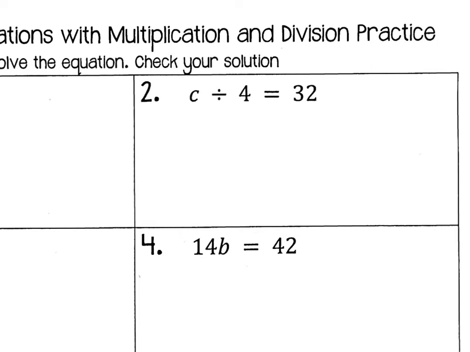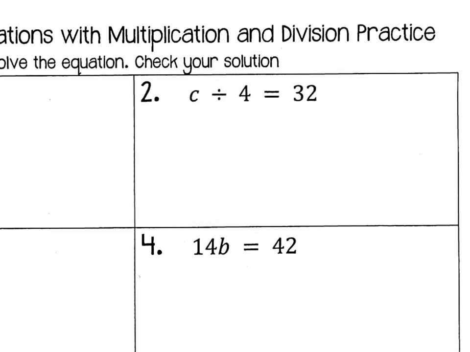Oh, you know what? There's that C divided by 4. Okay, well, if it gives you a division symbol like that, I wish it would have done this: C divided by 4 equals 32. That's what I wish, but you don't always get what you want, especially in math, huh? Sometimes we just have to deal with what we have.